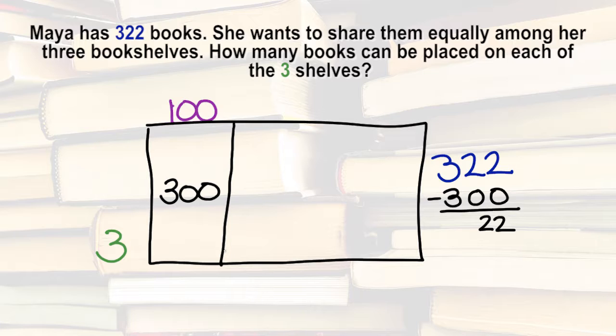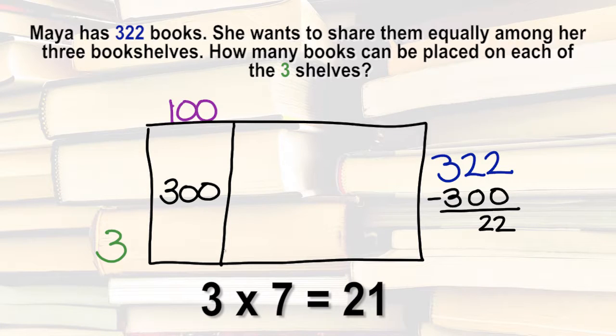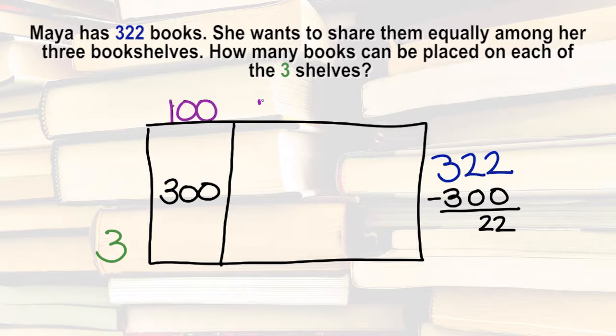There are 22 left to disperse among the 3 shelves. Knowing multiplication facts helps us to know that 3 groups of 7 equals 21, which is close to 22. Write the partial quotient of 7 on top of the area model and 21 inside the box. Next, we subtract 21 from the 22 books left. There is 1 book left over. We have partial quotients of 100 and of 7. When 21 is subtracted from the 22 books, there is a remainder of 1 book.